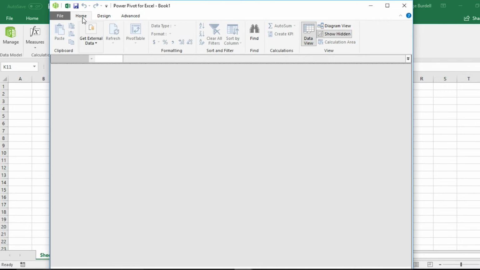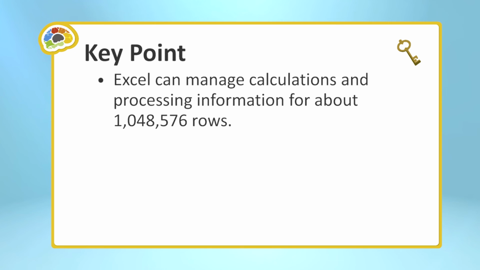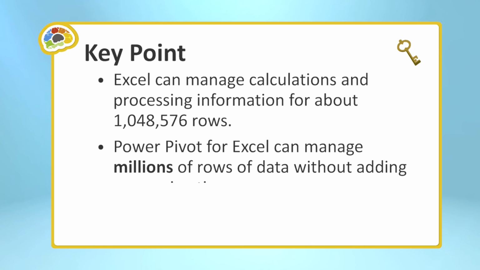So several things there. Now, one other thing I want to share with you is you might even want to use Power Pivot in some of your regular Excel databases. You don't have to use it just because you've got different tables. Why you might do that? Excel can manage calculations and processing information for about 1 million rows. With Power Pivot, you can actually manage millions of rows in the amount of time that you would typically process information in thousands of rows. So it kind of gives your processing of data an oomph, to say the least.